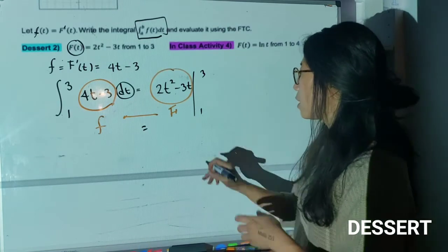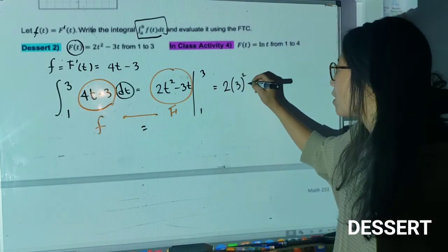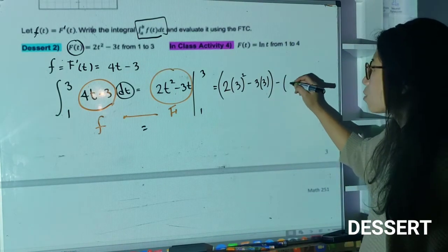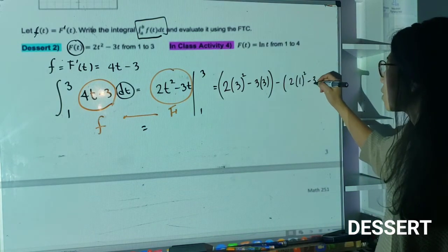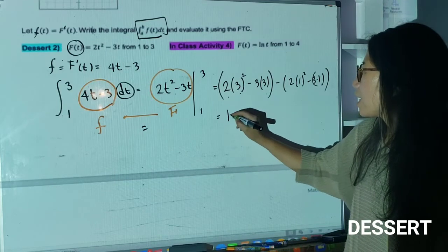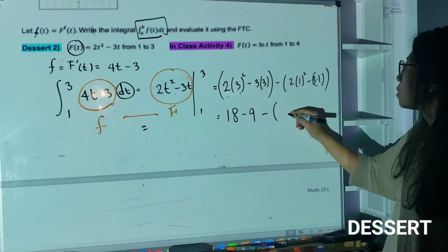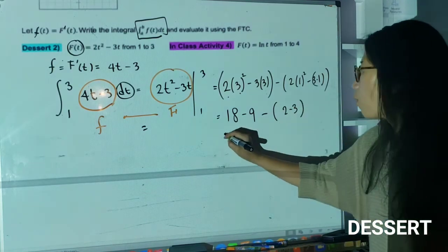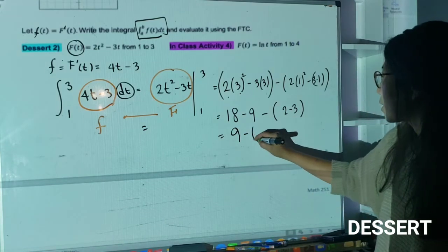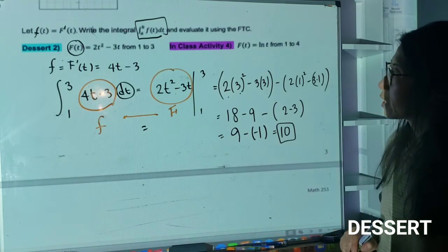So let's compute. Now let's plug in 3 here. 2 times 3 squared minus 3 times 3. I like to use lots of parentheses. And minus 2 times 1 squared minus 3 times 1. I usually skip all that work. And here I get 18 minus 9 minus parentheses 2 minus 3. Therefore, I get 9 minus negative 1, total 10. Hopefully I didn't make a mistake.